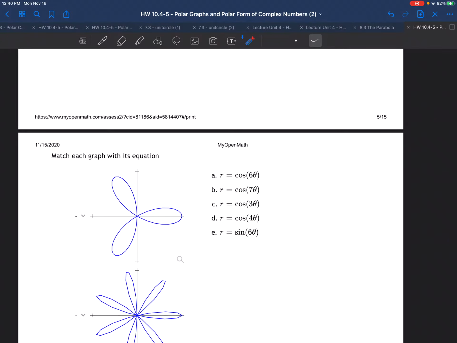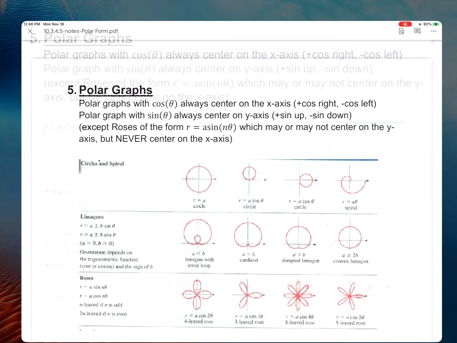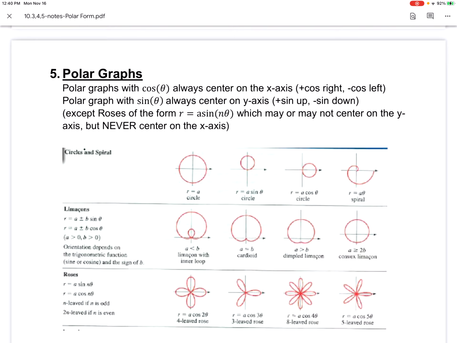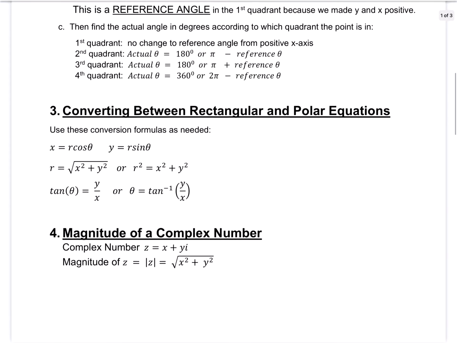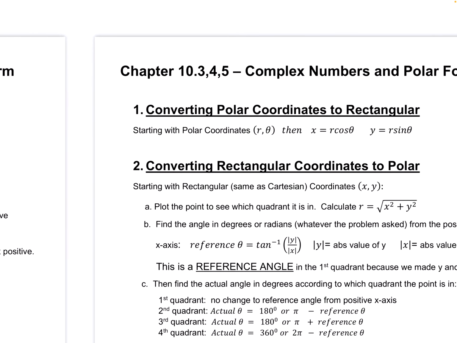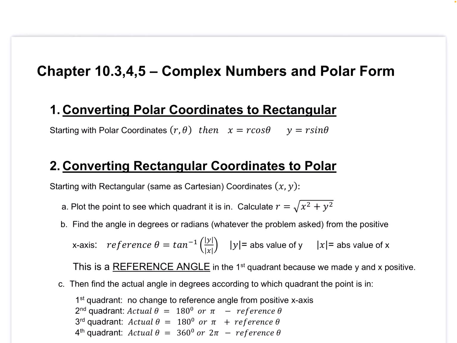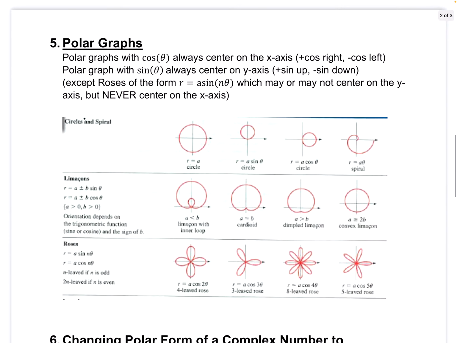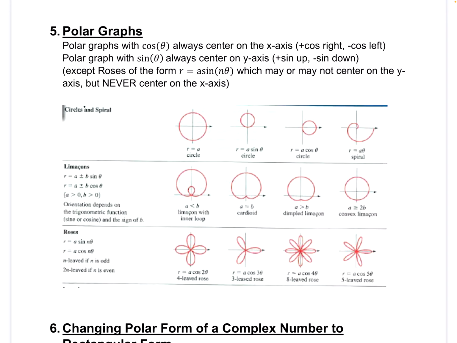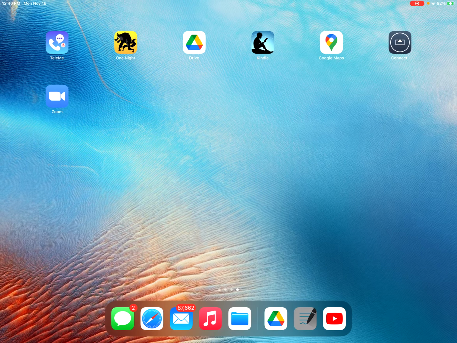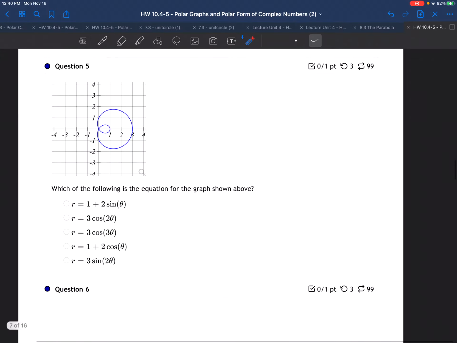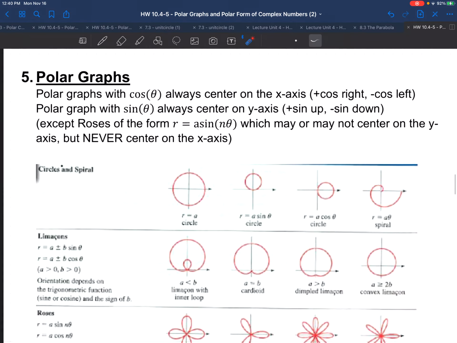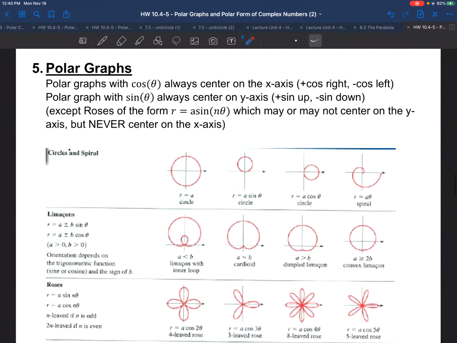How does it work? Well, this is where I encourage you to go to your notes, your 10.345 notes. These notes right here on this section. These notes are at the top of module 5. If you go on down and you find the polar graphs, number 5, it shows you all you need to know how to graph polar graphs. So let me switch back over to this version where I can write on it. Here it is. Okay, so here's number 5 from your notes, polar graphs.